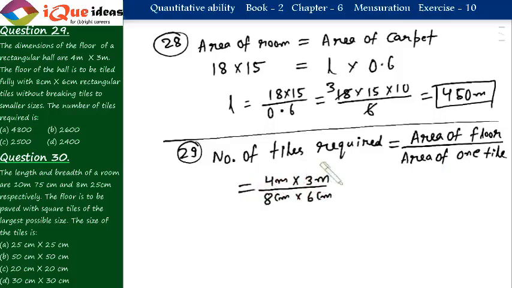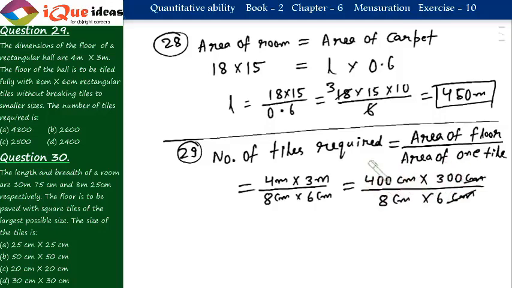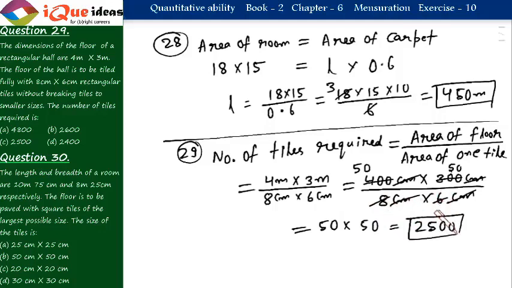Now the total area of the room is 4 meter into 3 meter and area of a tile is 8 centimeter into 6 centimeter. So what we need to do is convert all of them into the same unit. Let's convert meter into centimeter. So 4 meter will become 400 centimeter, 3 meter will become 300 centimeters. Now divide by 8 centimeters into 6 centimeters. So centimeter and centimeter are cancelled. 8 cancels 400 50 times. 6 cancels 300 again 50 times. So the total number of tiles required is 50 into 50, which is equal to 2500.